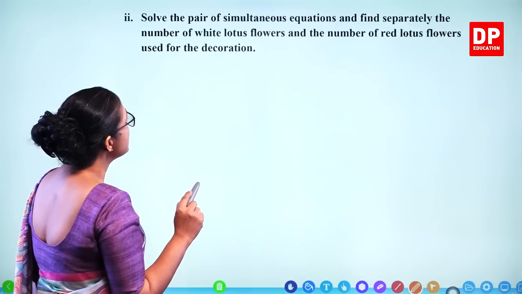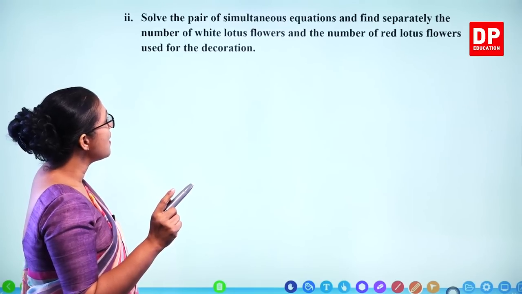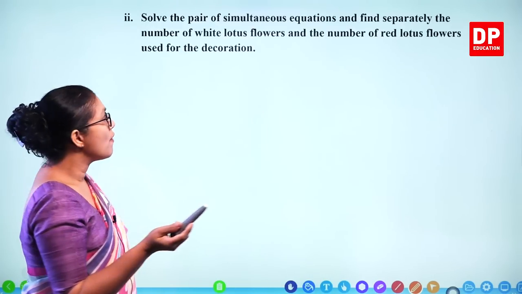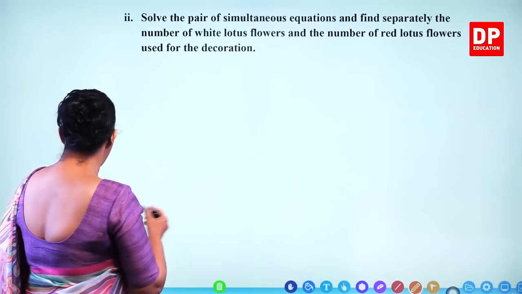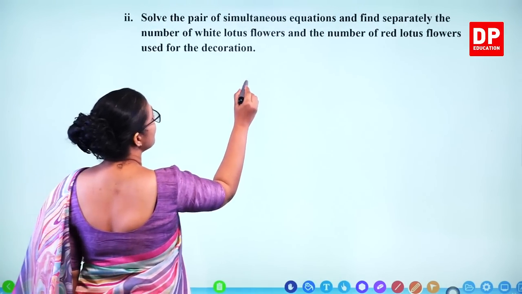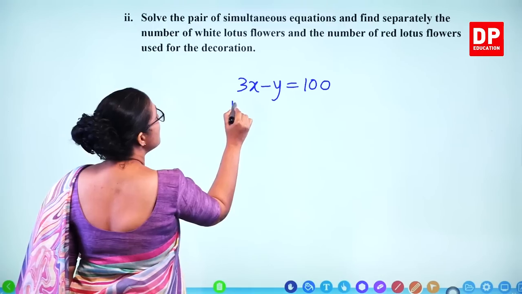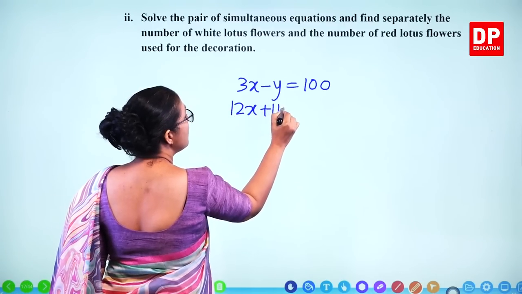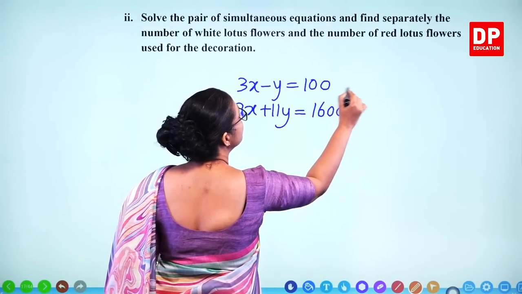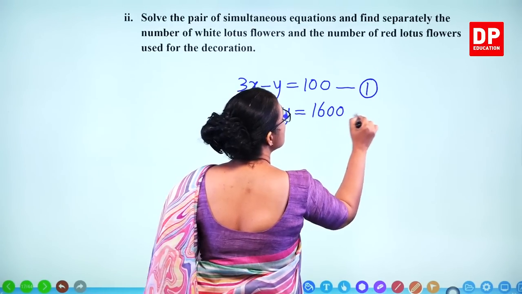Solve the pair of simultaneous equations and find separately the number of white lotus flowers and number of red lotus flowers used for the decoration. So solve and find x and y. We need the 2 equations. 3x minus y is 100. 12x plus 11y is 1600. What's the easiest way you can solve?